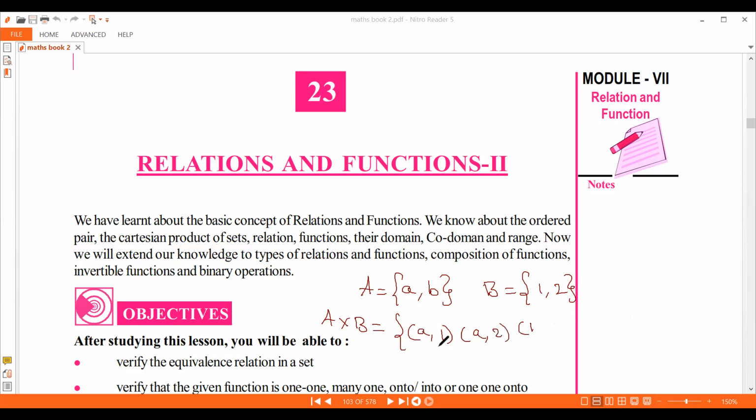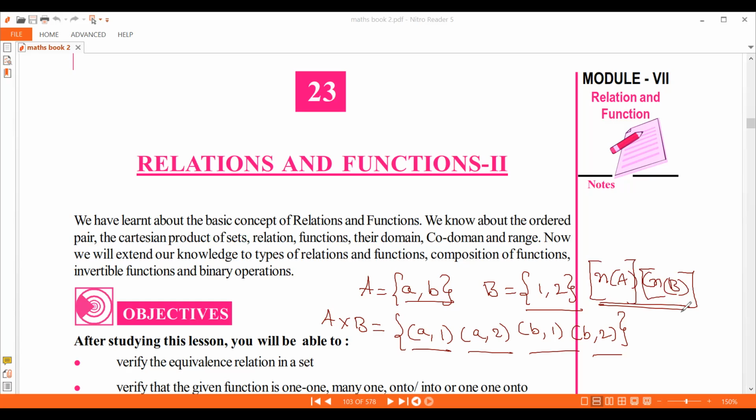And now the number of elements in A cross B will be the number of elements in A times the number of elements in B. So that is n of A times n of B. This is how one can compute the number of elements in the Cartesian product.